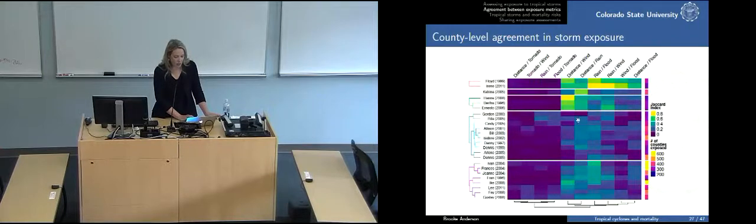But for a lot of the storms, there's really not a lot of agreement across any of these. So these are cases, again, where the storm was exposing lots and lots of counties based on at least one metric. But there's not a lot of agreement if you look at one metric in terms of picking out the counties that were exposed based on another hazard.